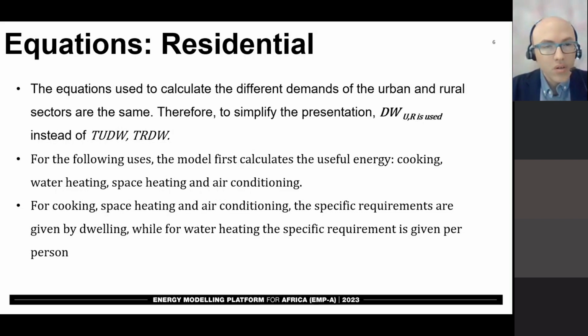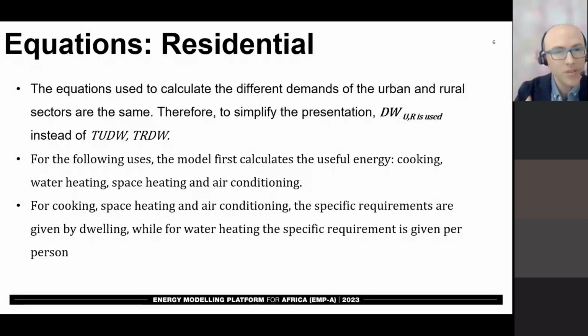For the following uses, the model first calculates the useful energy: cooking, water heating, space heating, air conditioning. Sorry, I think there's a word that is missed. There is a mistake here. For cooking, space heating, and air conditioning, the useful energy is calculated per dwelling.